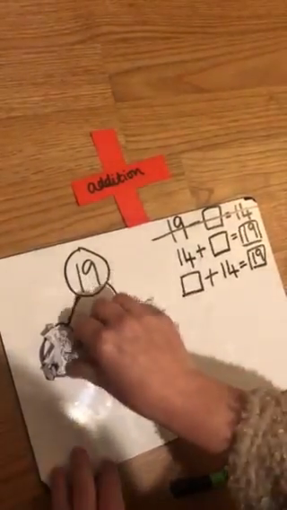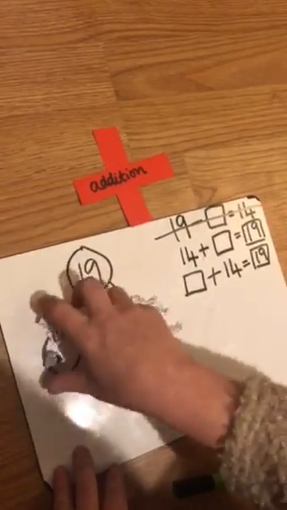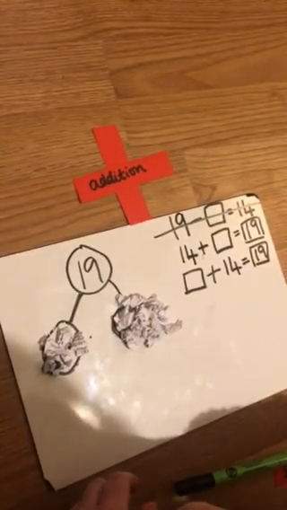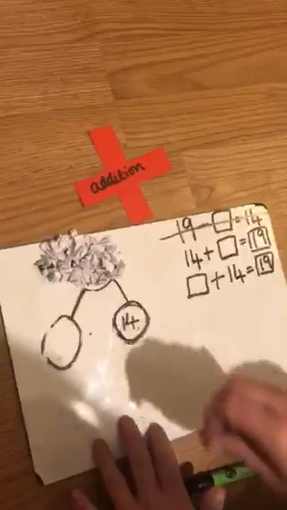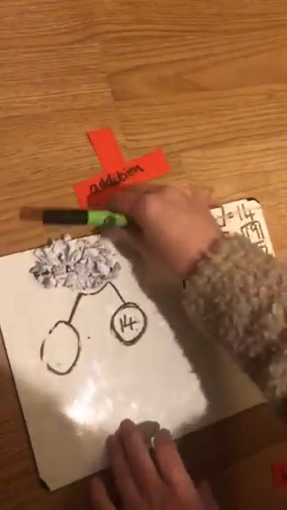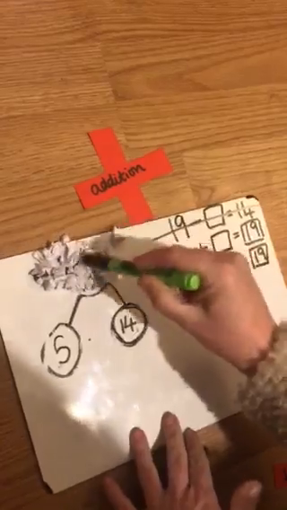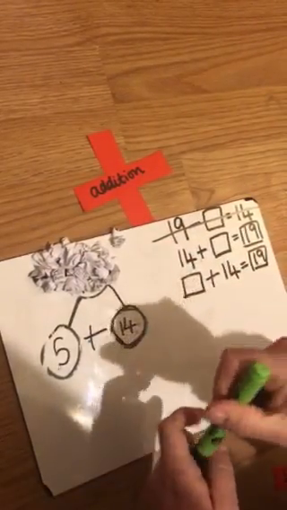So let's see how many we have left here. 1, 2, 3, 4, 5. So if we add these both together, two parts back up to our whole, we should have 19. So let's pop that number 5 in there in case we forget. And these two numbers, our 14 and our 5, should give us 19.